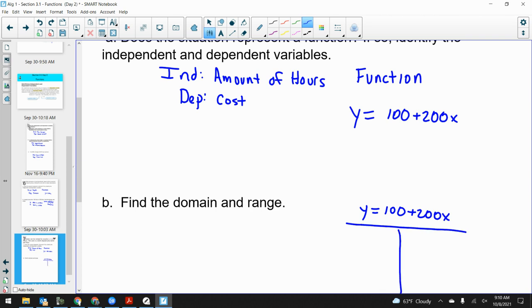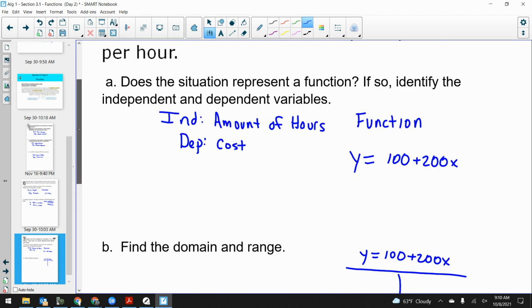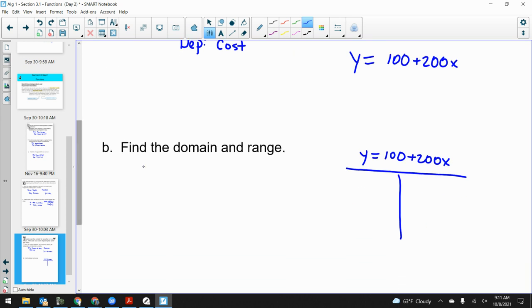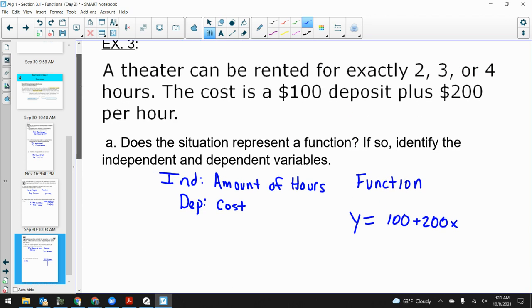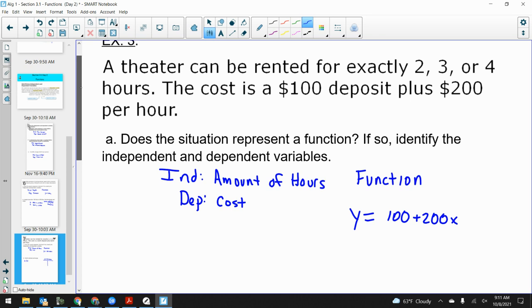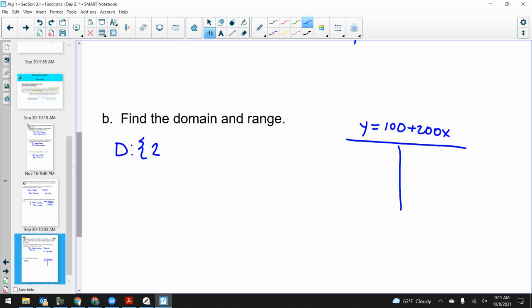Let's make a table. Well, what are the possible domain values? What's my smallest domain that I could choose? 0? They're going to let me rent it for 0? That doesn't make sense. What about 1? Are they going to let me rent it for 1 hour? No. What's my smallest one then? 2. Okay. Are they going to let me rent it for 2.5 hours? No. They're going to let me rent it for 3? Yeah.